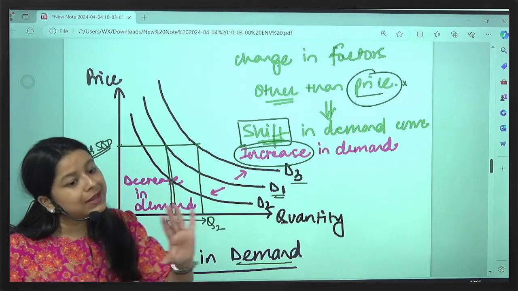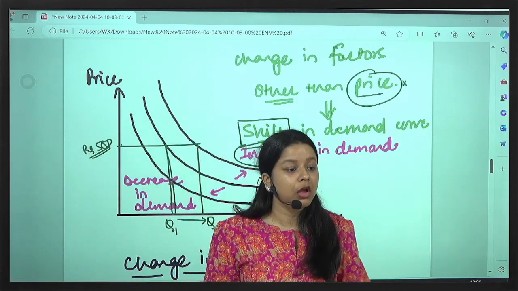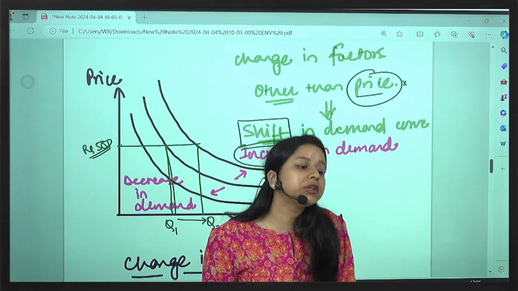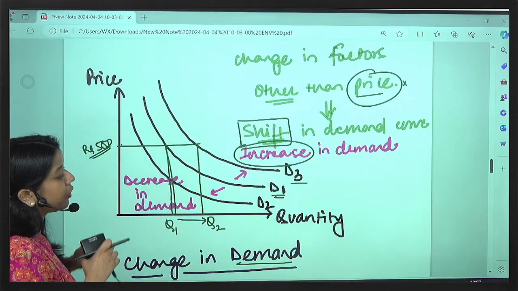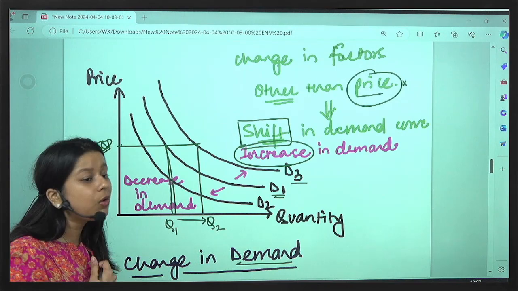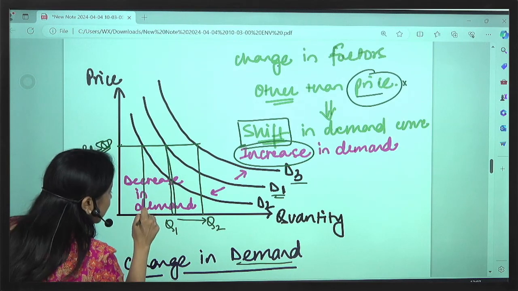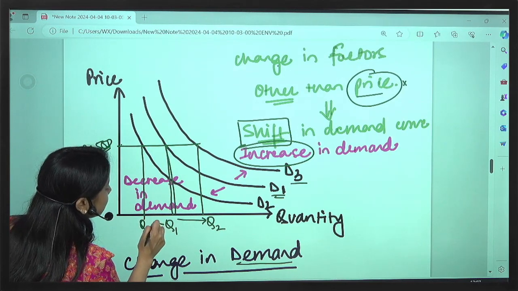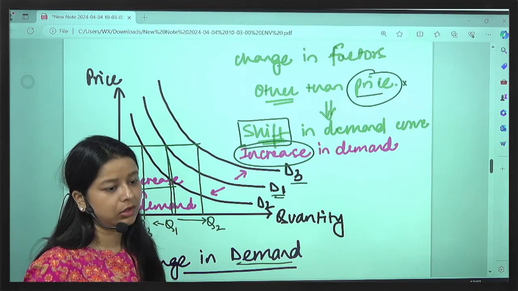All right. Let's suppose my income goes down from 50,000 per month to, let's suppose, 40,000 per month. Now what? If it goes down to 40,000 per month, meaning now even though the price is 500, it is not changing, I will be able to buy less quantity. This is called as decrease in demand.